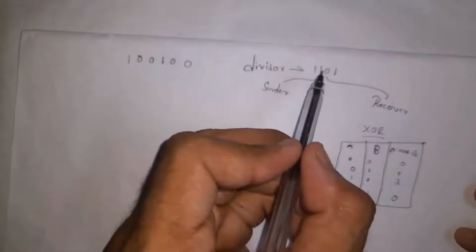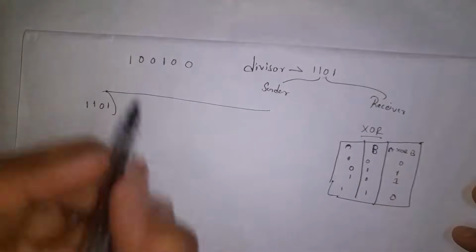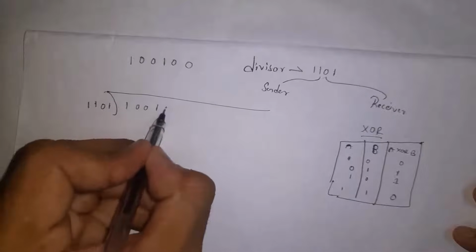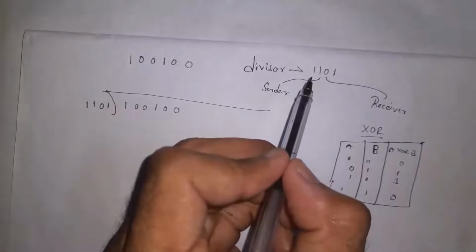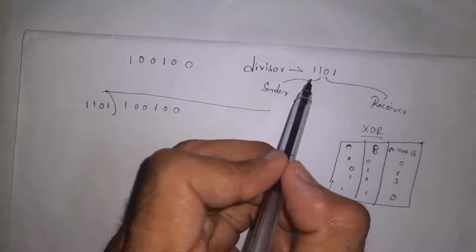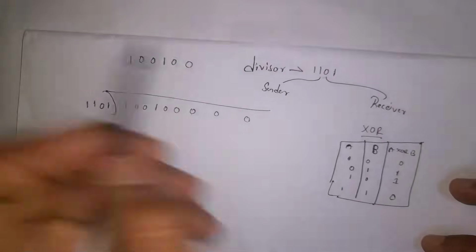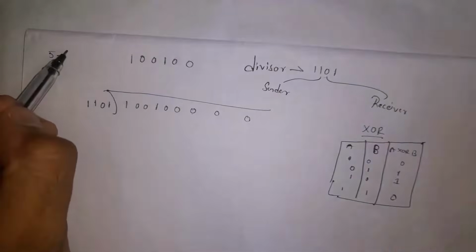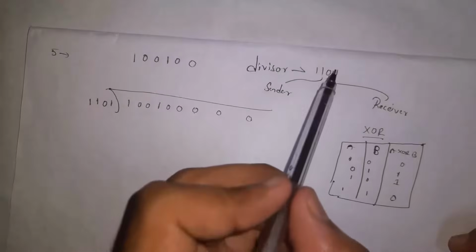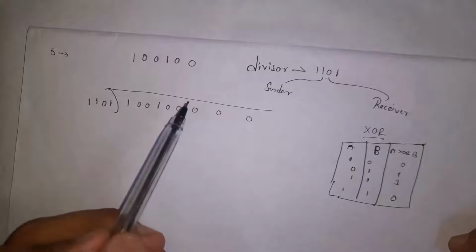Because the divisor is 1101 and our data is 100100. If our divisor contains 4 bits, then we need to add 3 zeros to our data. If the divisor contains 5 bits, then we need to add 4 zeros. For example, if the divisor contains 6 bits, then we need to add 5 zeros. As the divisor contains 4 bits, I am adding 3 zeros to my data.